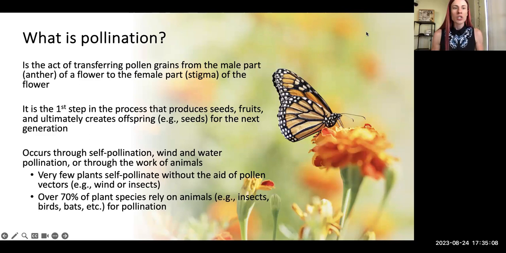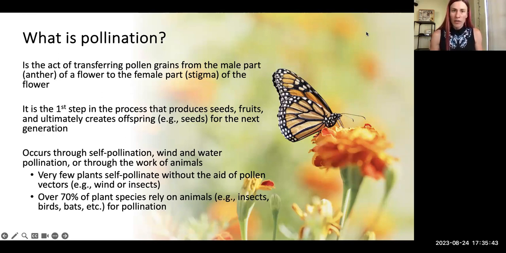Pollination is the act of transferring pollen grains from the male part of the flower to the female part of the flower. It's the first step in the process of producing seeds, fruits, and ultimately creating offspring for the next generation of the plant. There's a variety of ways in which this can occur. It occurs through self-pollination, which isn't as common as abiotic and biotic vector type pollination. That would be wind and water pollination, or through the work of animals.